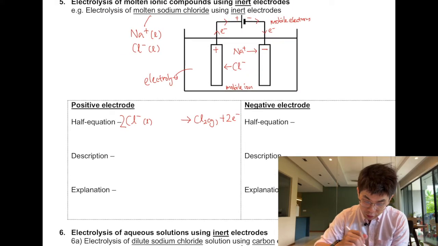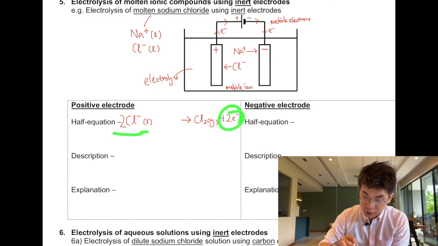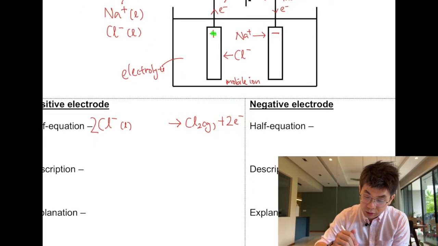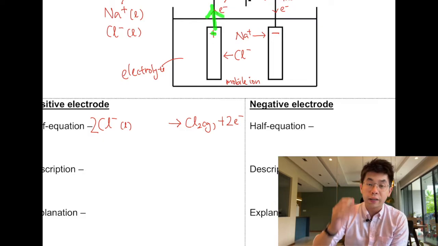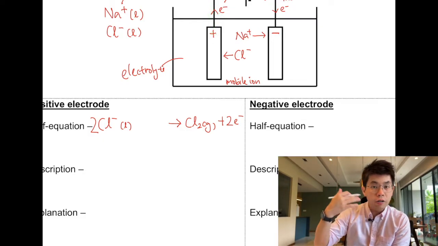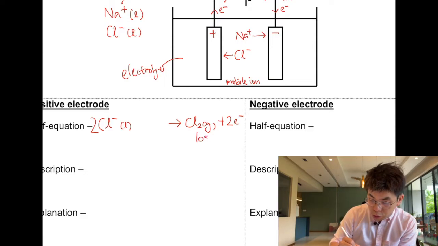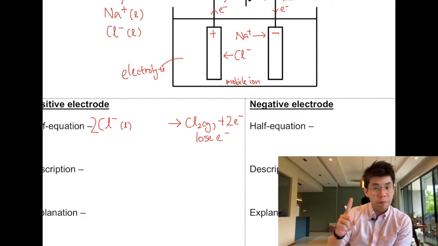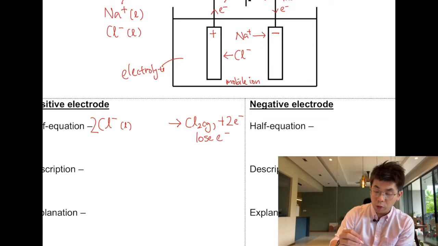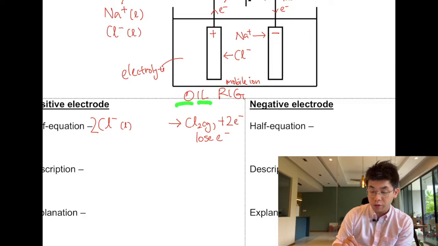At a positive terminal, do I give out electrons? And that's true. At the positive terminal, it gives out electrons. The electrons leave the terminal. I lose electrons. So over here I lose electrons. And we must remember OIL RIG: O-I-L-R-I-G. Oxidation is lose electrons, reduction is gain electrons.